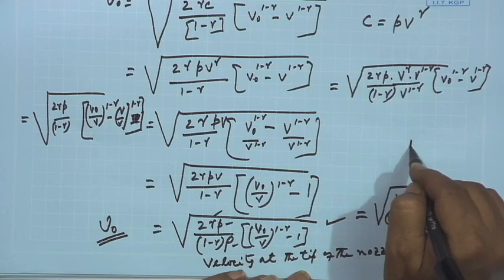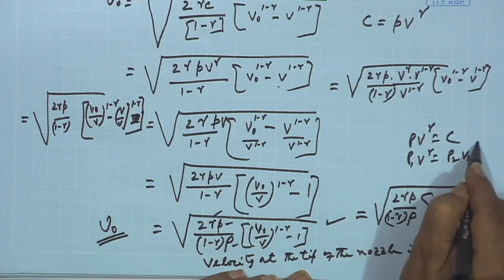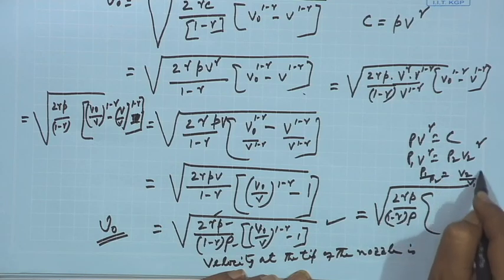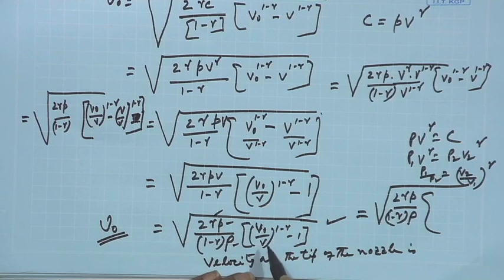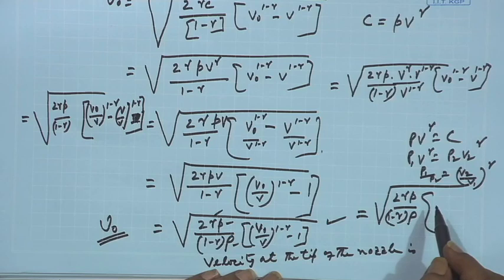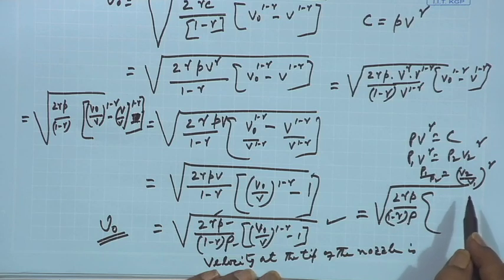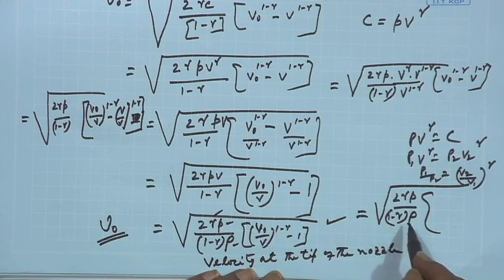Now, PV to the power gamma is constant, right? So P1 V1 to the power gamma is equal to P2 V2 to the power gamma, right? So that means P1 by P2 is equal to V2 by V1 to the power gamma, right? So that means we also can write that V0 by V to the power 1 minus gamma is nothing but P0 by P to the power gamma minus 1 by gamma, right? This can be written as gamma minus 1 by gamma, okay? And this is 2 gamma P by 1 minus gamma into rho.